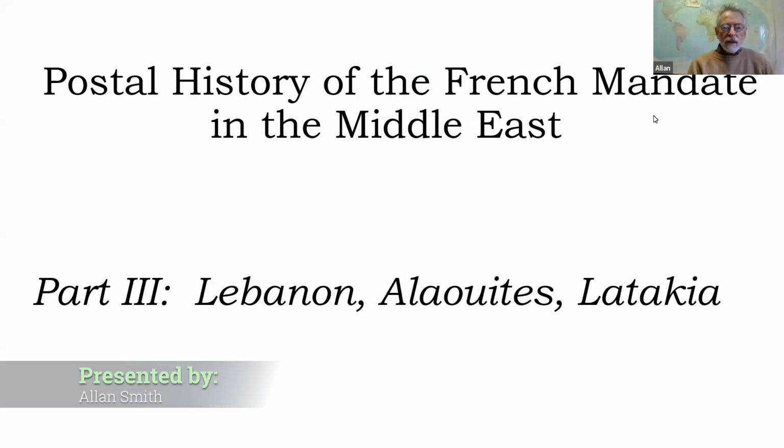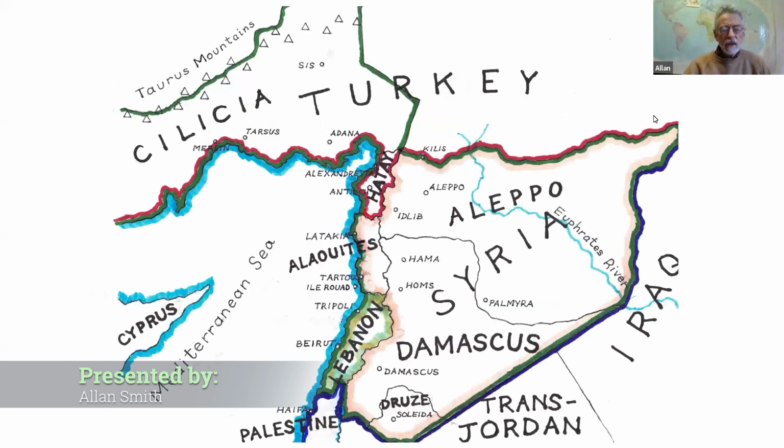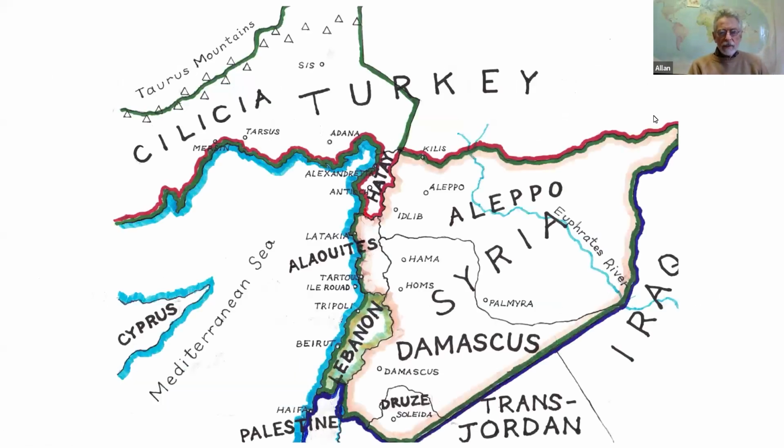Well, this is part three. The last time I talked about Cilicia primarily, and I'm going to return to this map, which shows the whole area that I'm concerned with here. The map has several important lines. The red line is the present day boundary between Turkey and Syria.